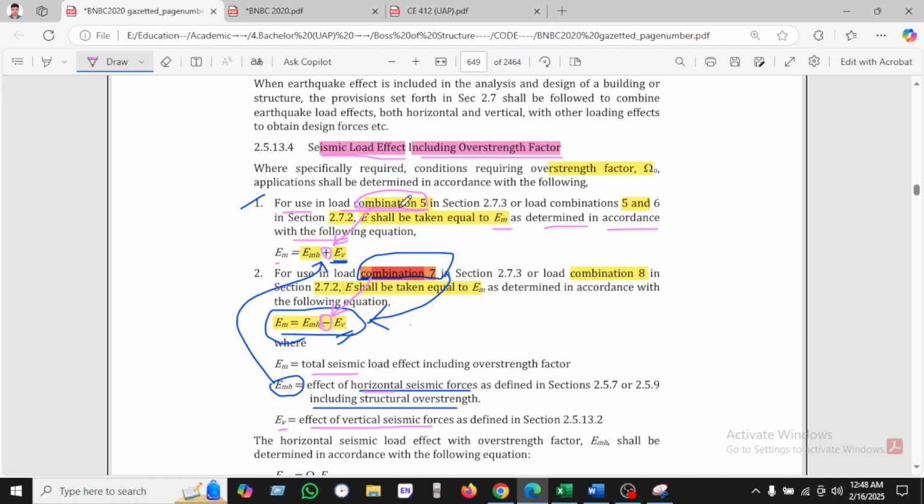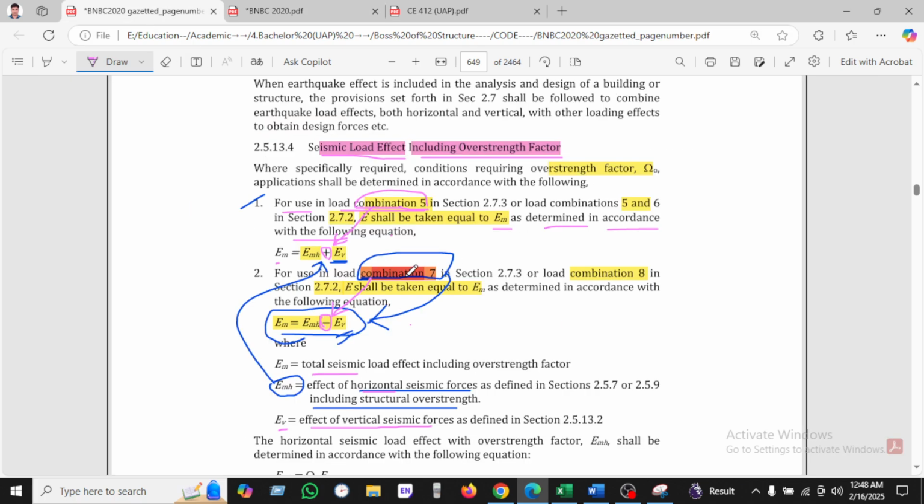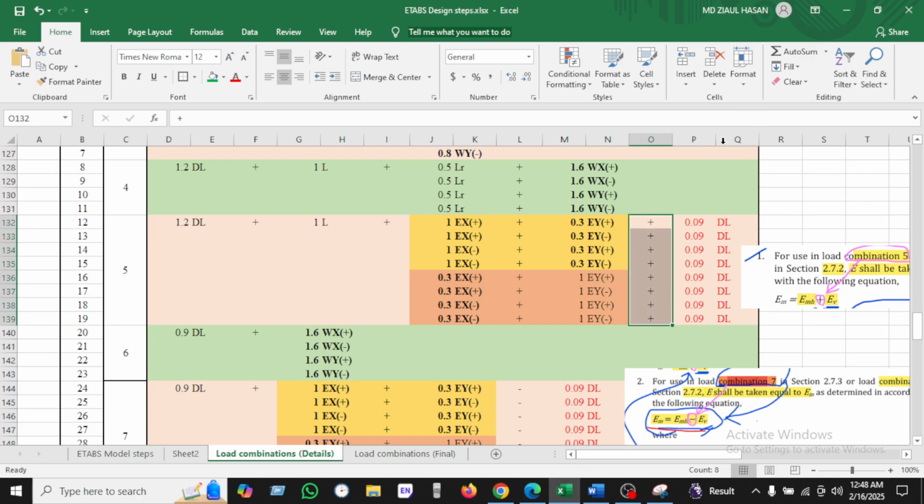So you have seen here, I want to draw attention that only combination 5 is mentioned here. In combination 5 we are using plus before the vertical. So that's why we have been using plus.